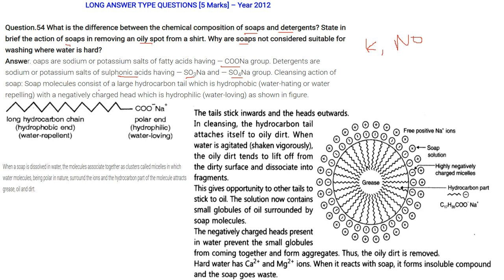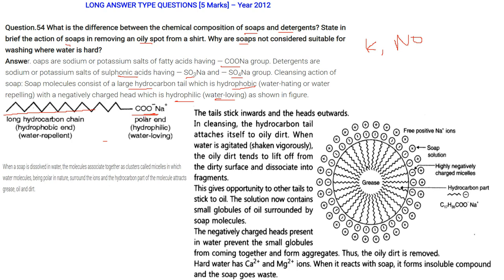Soap molecules consist of a large hydrocarbon tail, which is hydrophobic, that is water hating or water repelling, and have a negatively charged head, which is hydrophilic, which is water loving. As you see here, this is a long hydrocarbon chain, the hydrophobic end, which is water repellent, and this is the polar end, hydrophilic, water loving.